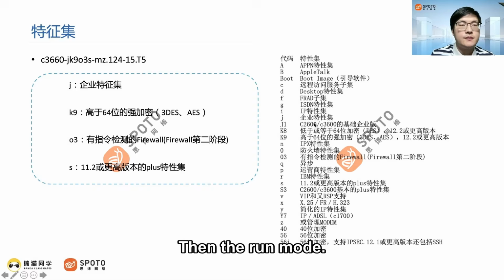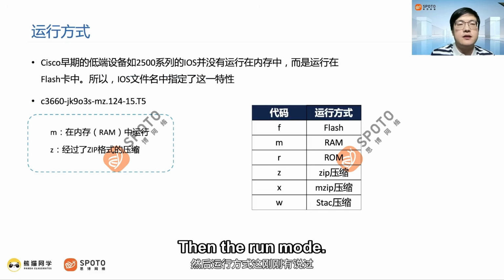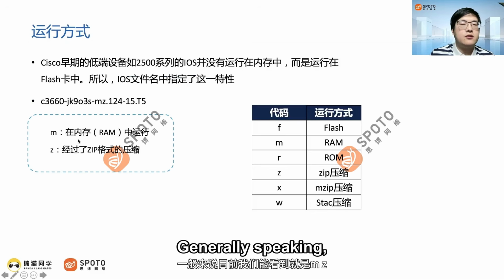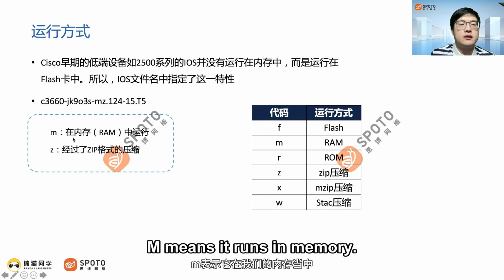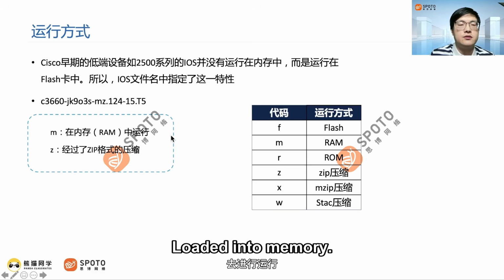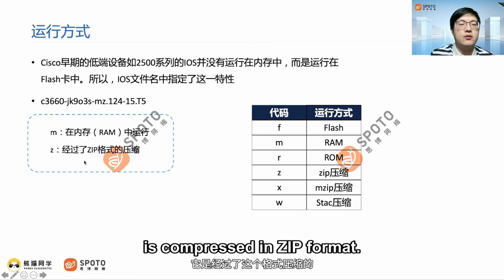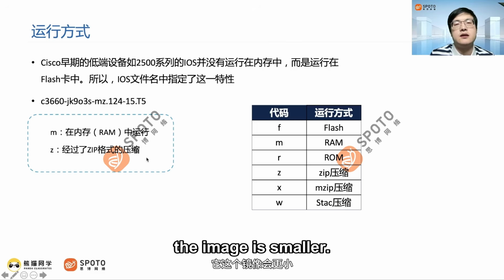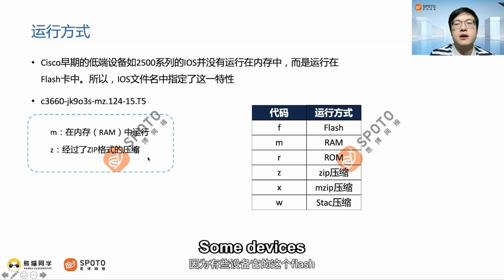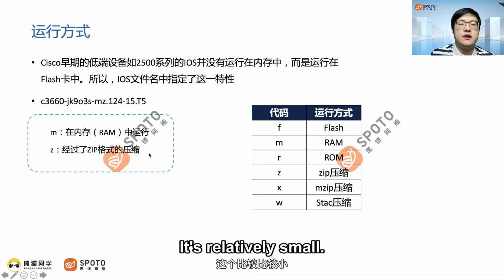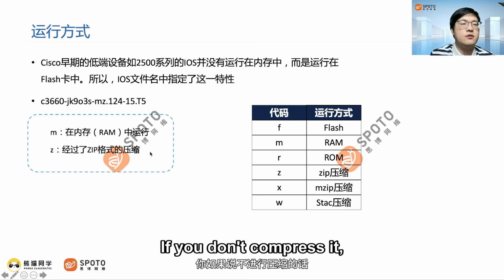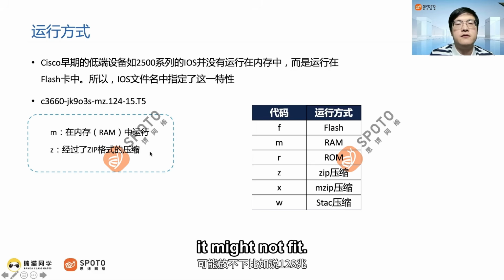Then the run mode. This we just mentioned, generally speaking. What we see currently is MZ. M means it runs in memory, loaded into memory. Z means the image file is compressed in zip format. Because after compression, the image is smaller. Some devices have limited flash. It's relatively small. If you don't compress it, it might not fit.